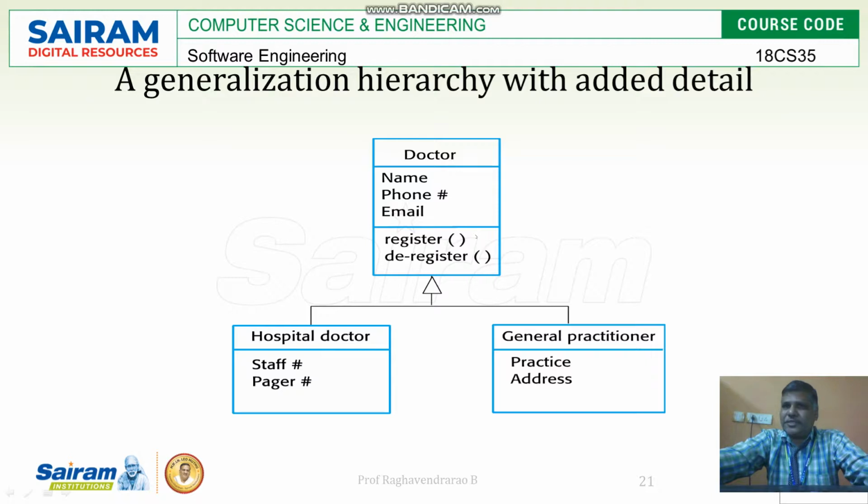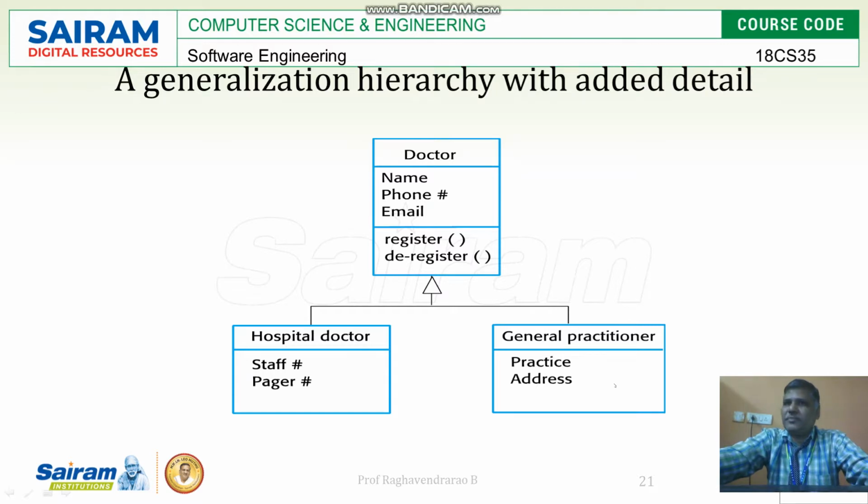Then he has to register and deregister. First, when you consider this, over here and here, that is hospital doctor and general practitioner. These are the two classes again. These register and deregister are being inherited over here also. Staff name, pager, okay, that is nothing but a number it is going to be. Then practice and address of the general practitioner.